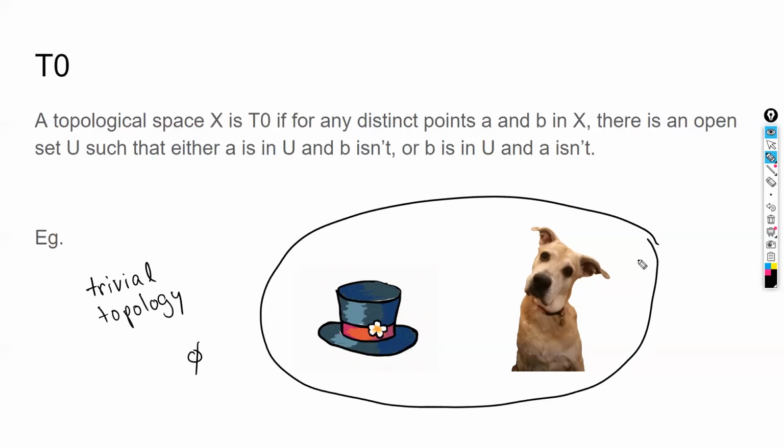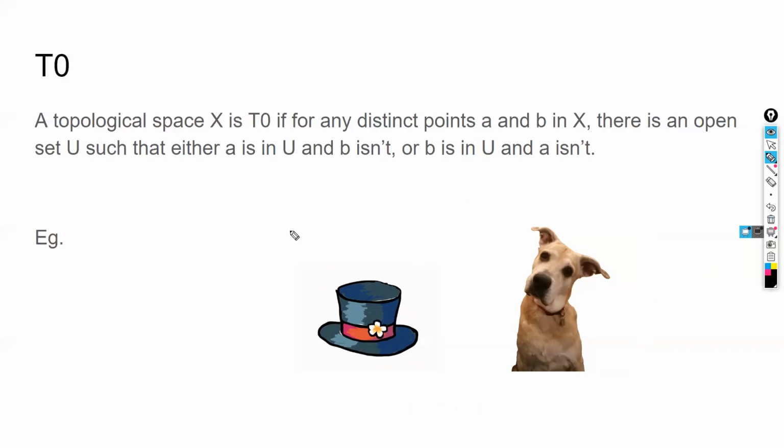Now, is the trivial topology T0? Well, in order for it to be T0, I need to be able to separate A and B with 1 open set, meaning I need to find 1 open set that contains A but doesn't contain B, or in this case, contains hat but doesn't contain dog. Is there such an open set? No, right? So the trivial topology is not T0. So we need to do better than that.